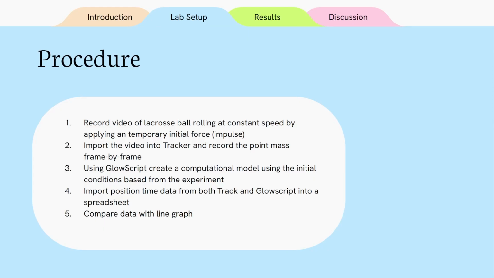Our procedure will start by recording the lacrosse ball rolling at a constant speed by applying a temporary impulse, and then we'll import that video into Tracker and record the point masses frame by frame. Then we're going to use a GlowScript Python command to create a computational model using the initial conditions from that experiment. And then we can import the position-time data from both of these programs into a spreadsheet and compare the data with a graph.